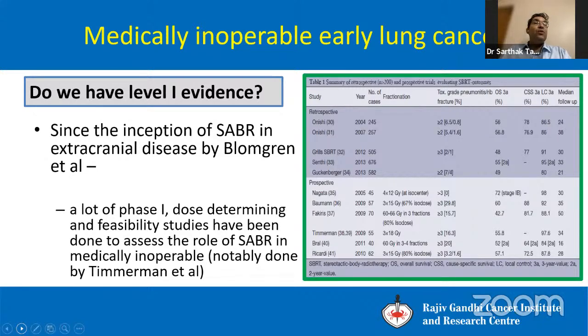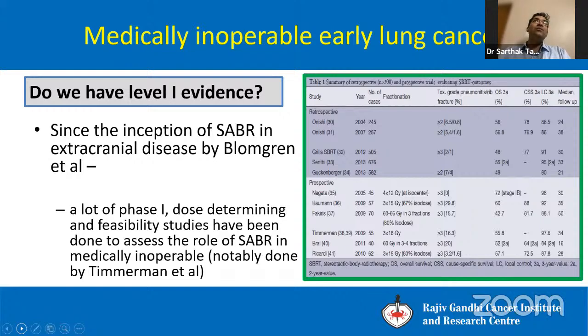Right. So we all know, this is just reiterating the data that we all know: what is the role of managing medically inoperable early lung cancers, and do we have level 1 evidence? The question is not what to treat or probably what modality to treat. The question is what technique in which modality.